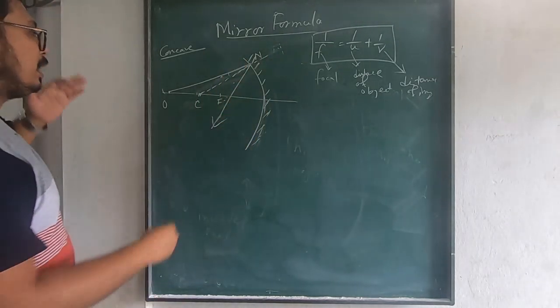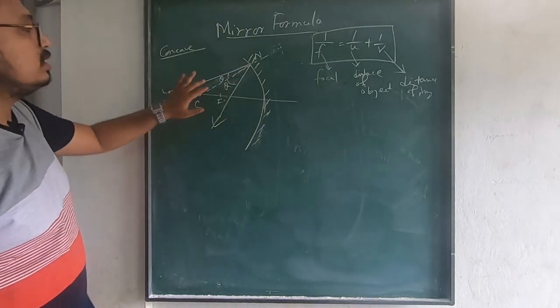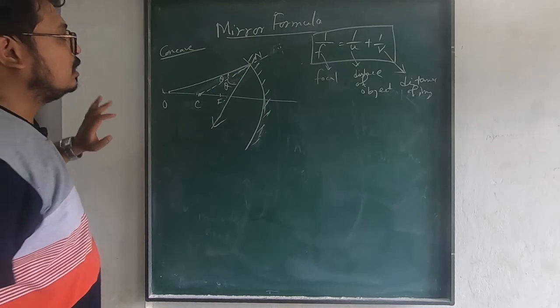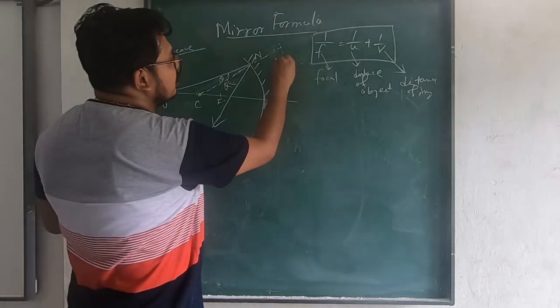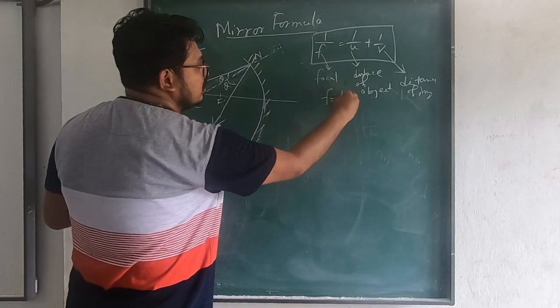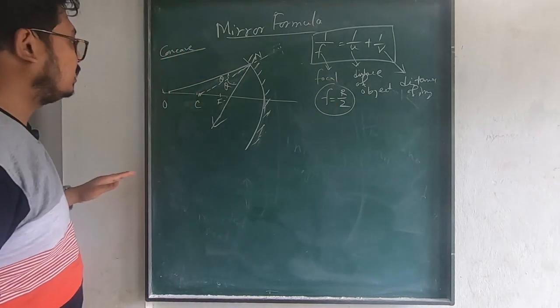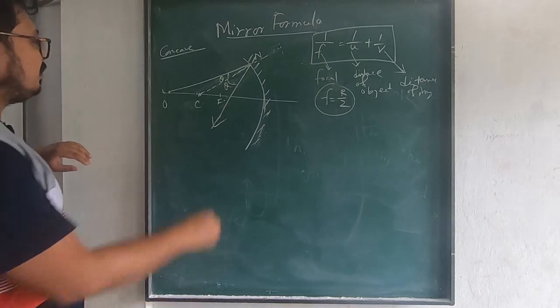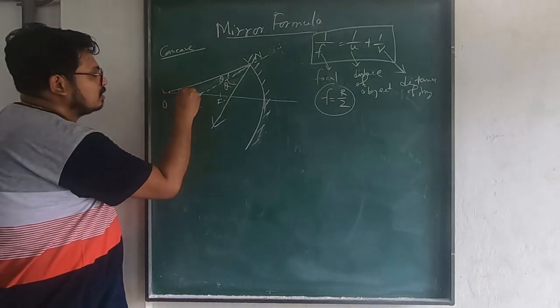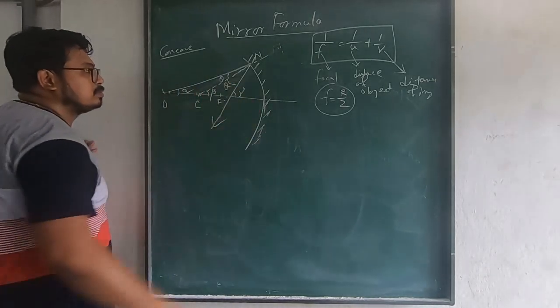So by the law of reflection, you know this angle is theta, and this one is also theta. Clear? Another thing we know is that F is equal to R by 2. This you already proved in the previous class. Now consider this angle as alpha, this angle as beta, and this one as gamma.